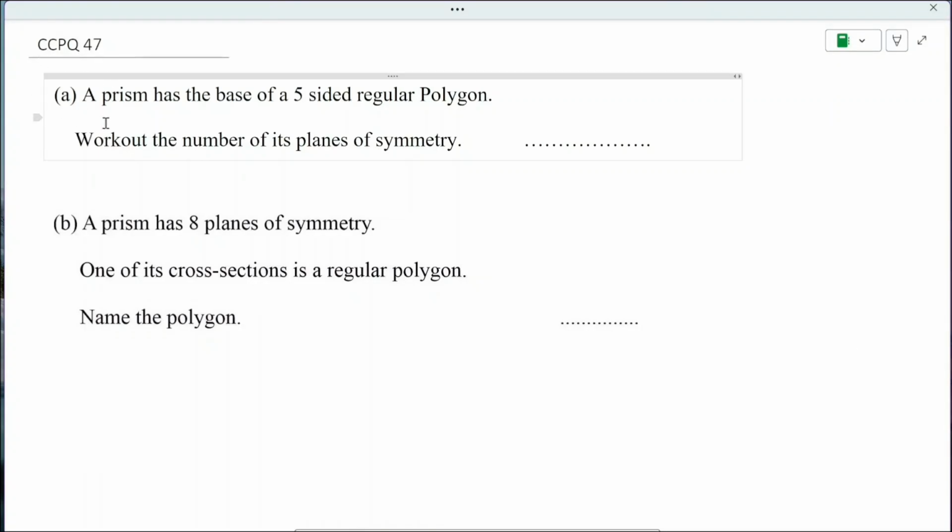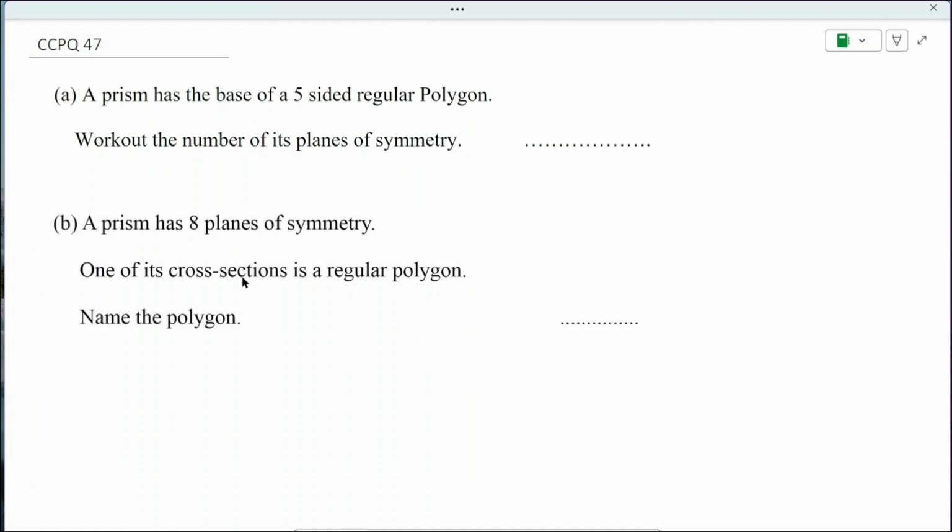Question 47, 47A. A prism has the base of a 5-sided regular polygon. Work out the number of its planes of symmetry. This is different from the previous question. Here we are dealing with a prism. The former question was on a pyramid. You need to get the difference between a pyramid and a prism.